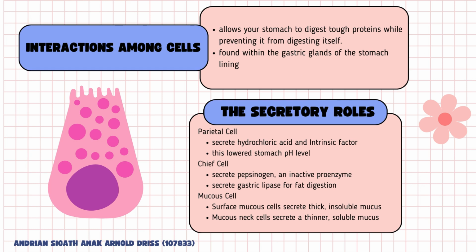Today I will present about interaction among cells, which is the parietal cell, chief cell, and also mucous cell. These cells allow your stomach to digest tough proteins while preventing it from digesting itself. They can be found within the gastric glands of the stomach lining.